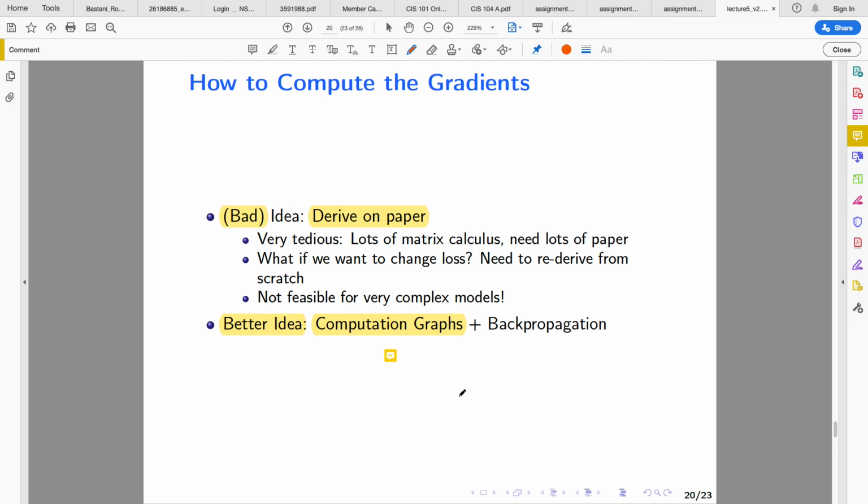So how can we do gradient descent? We could do gradient descent on paper, but the better way is to use a computational graph. That's where we're going to stop, and we'll continue to see how we can do gradient descent using the computational graph.